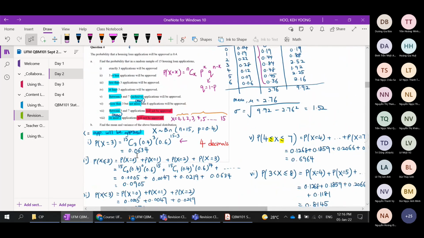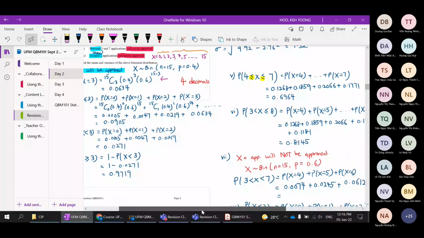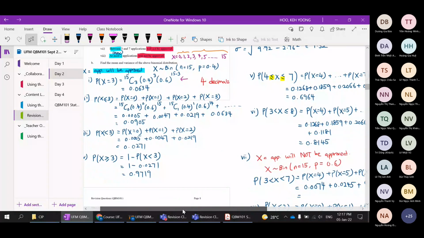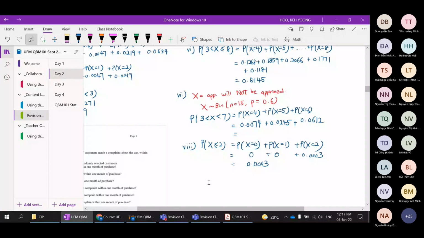Any other questions? No. Find the mean and variance for the above binomial distributions. For part B, to find the mean, these are all formulas. Mean for binomial is n times p. So n is 15.